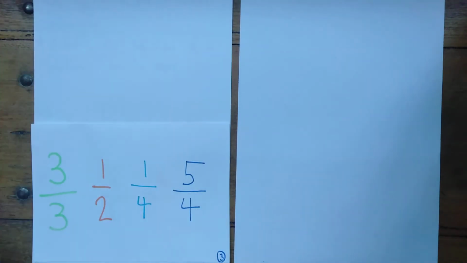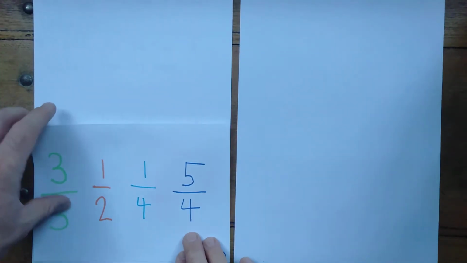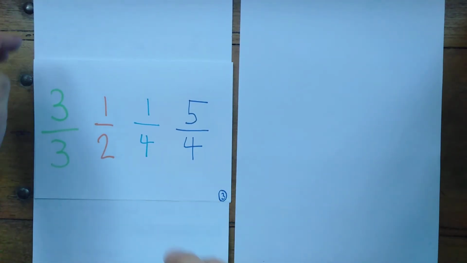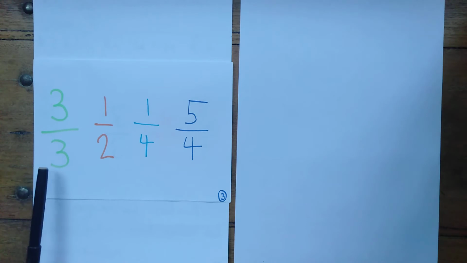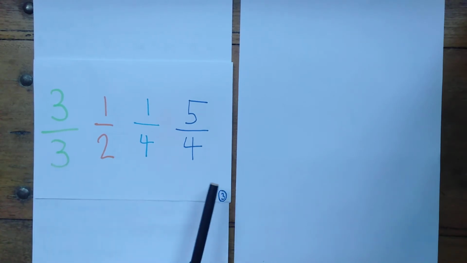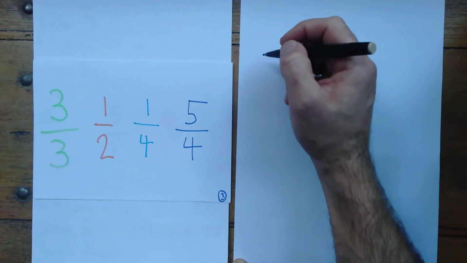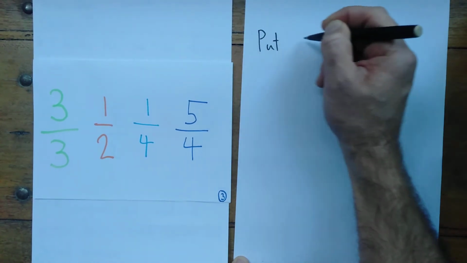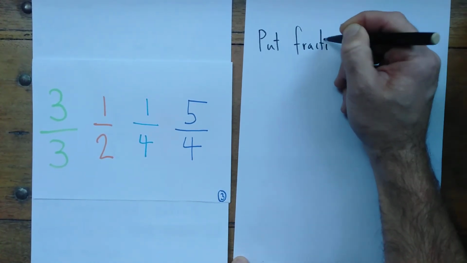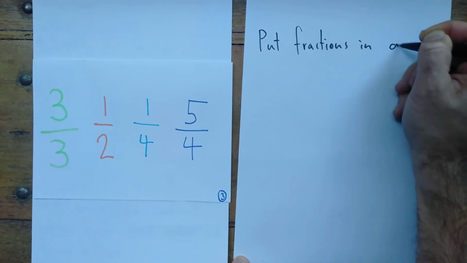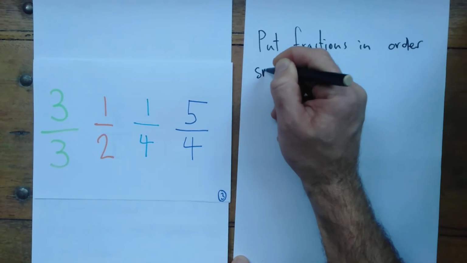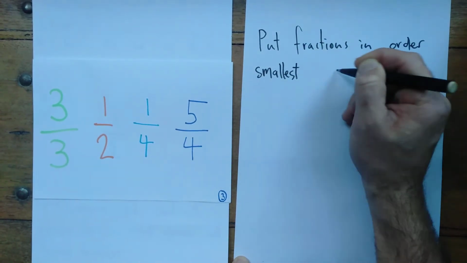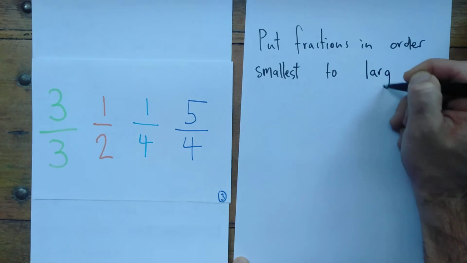Okay, the warm-up looks like this. Here I have the written name or the numerical form of 4 different fractions, and what I want you to do is put these fractions in order from smallest to largest. So I'll write that down. Put fractions in order from smallest to largest.